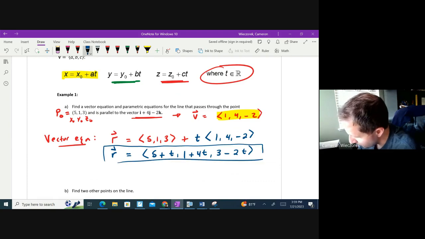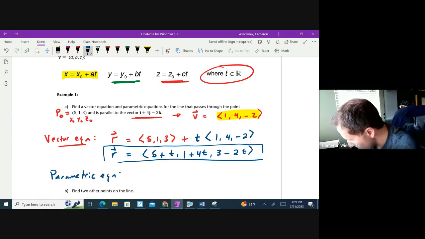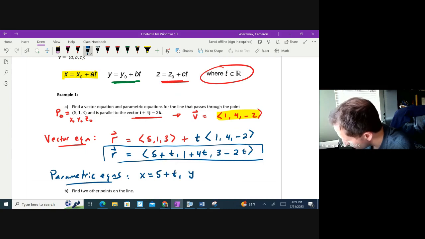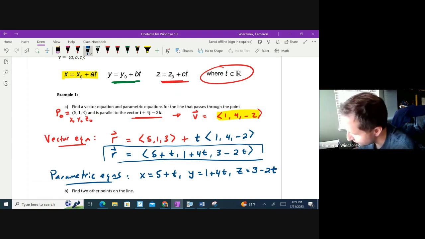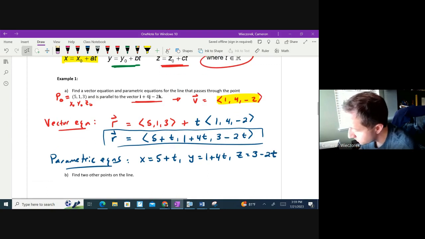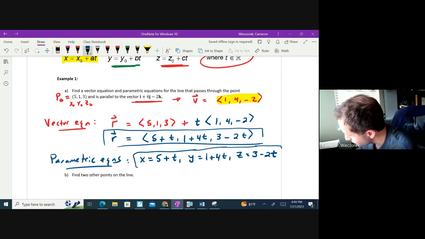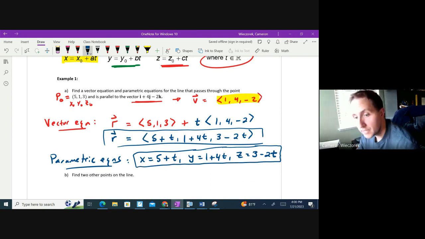If we were going to write it parametrically, then we would have x is equal to the first component, 5 plus t, y is equal to the second component, 1 plus 4t, and z is equal to the third component, 3 minus 2t. And in this situation, since we're writing the equation of the entire line, t can be any real number that we choose. We will see that when we want just a line segment that starts at one point and ends at another point, we have to restrict that value of t just a little bit further.